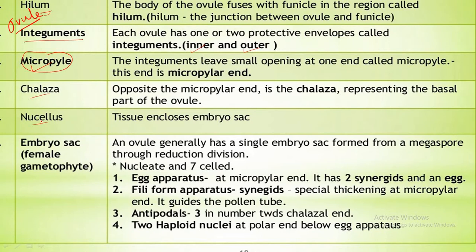An ovule generally has a single embryo sac or female gametophyte, which develops from a megaspore through reductional division and is located within the nucellus. This development we will be studying in the later slides.